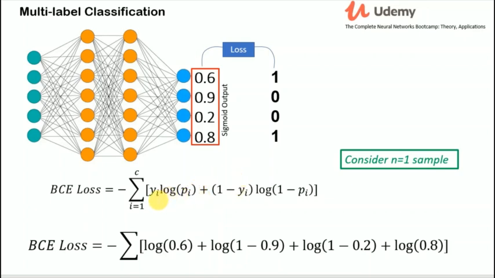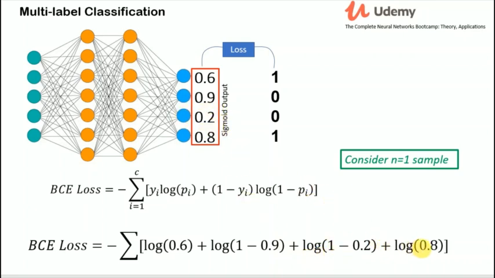So the correct probability here is 1 for the first class. So 1 times the logarithm of your probability, which is 0.6, so logarithm of 0.6, plus the logarithm for the second class. The second class is actually the wrong class, which is 0, so we're going to use this term right here. 1 minus 0 is just 1, and you'll end up with the logarithm of 1 minus your probability, so logarithm of 1 minus 0.9. Same exact thing for the third class, logarithm of 1 minus 0.2.